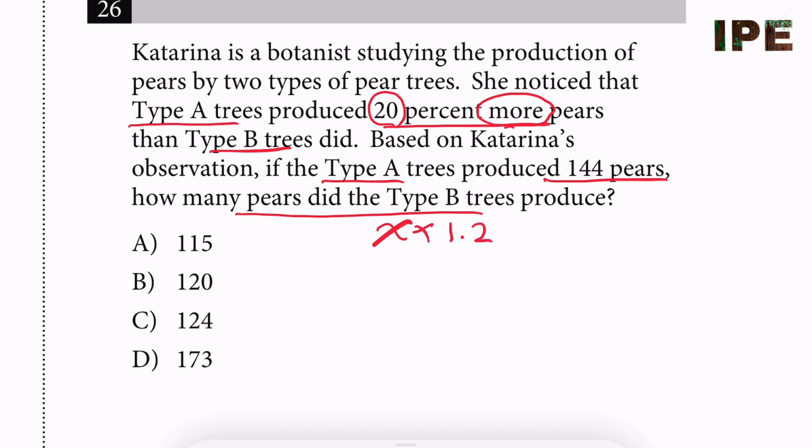1.2. Okay, what does X mean? X is the number of pears just from the type B tree, and the type A tree produced 20% more than that. So X times 1.2. The type A tree actually produced 144 pears. So what does X equal? 144 divided by 1.2, which is 120. So B is the answer.